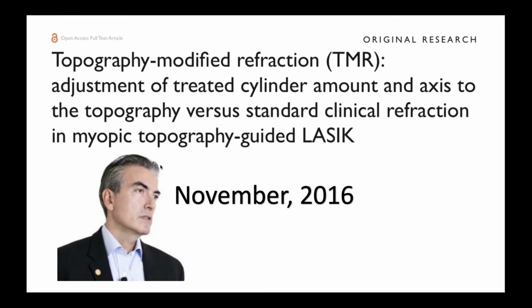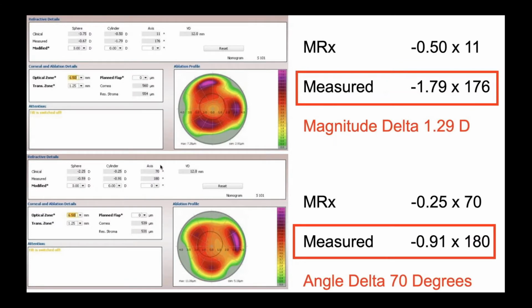We should really treat off of what's known as TMR, topography modified refraction. In TMR, what you're doing is taking the full measured anterior corneal astigmatism that comes from the Vario, comes from Contura, and treating the full magnitude and axis of that measured astigmatism. We're not going to pay any attention to the manifest astigmatism. The problem with TMR is it's really a gut check for that surgeon. There are a lot of cases where the manifest astigmatism and the measured differ significantly.